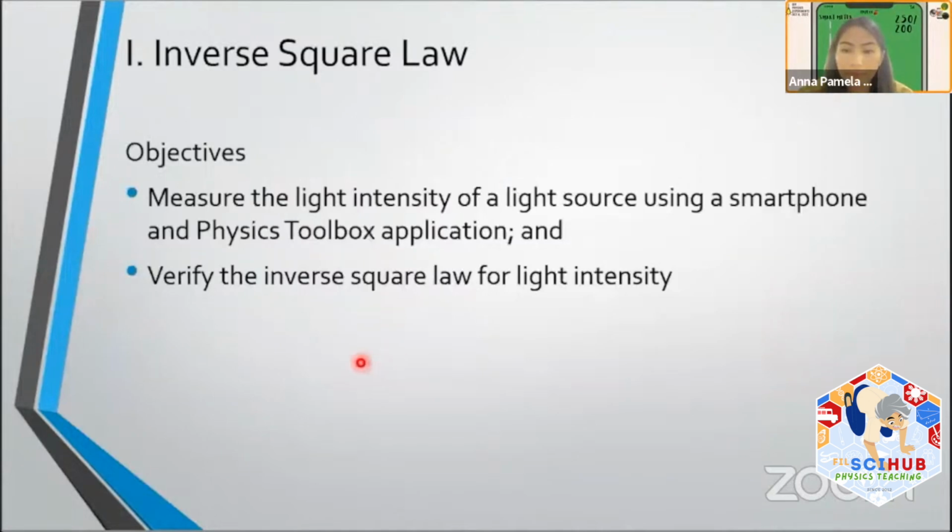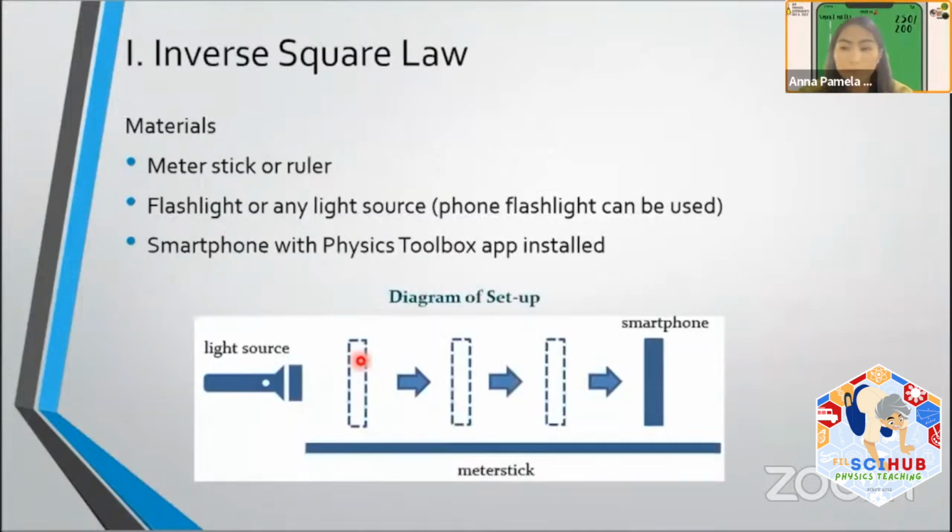The objectives of the experiment are to measure the light intensity of a light source using a smartphone and Physics Toolbox application, and verify the inverse square law for light intensity. The materials we are going to use are a meter stick or ruler, a flashlight or any light source. You can also use the built-in flashlight in your phones, and a smartphone where you install the Physics Toolbox application.